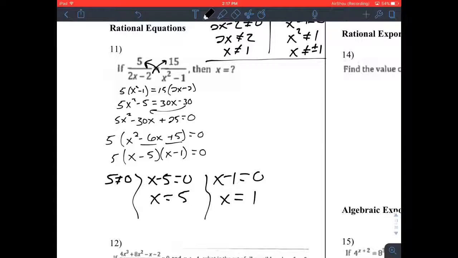But if you look back, we said earlier that x cannot be 1. So this answer does not work. So the only possible answer for this is 5.